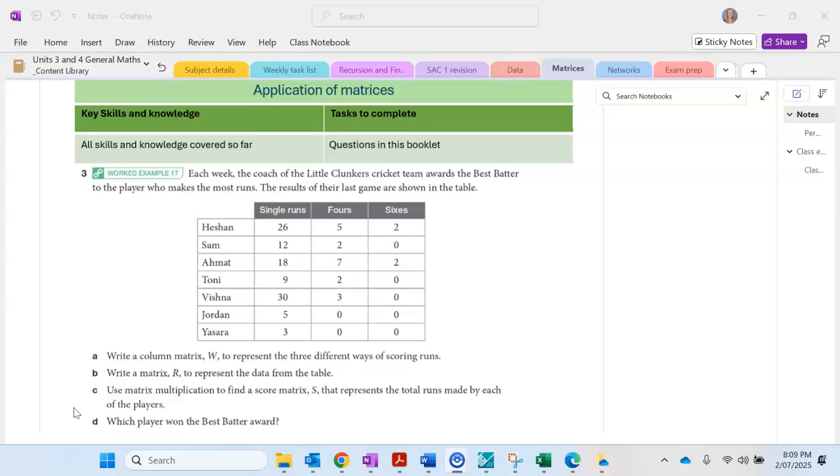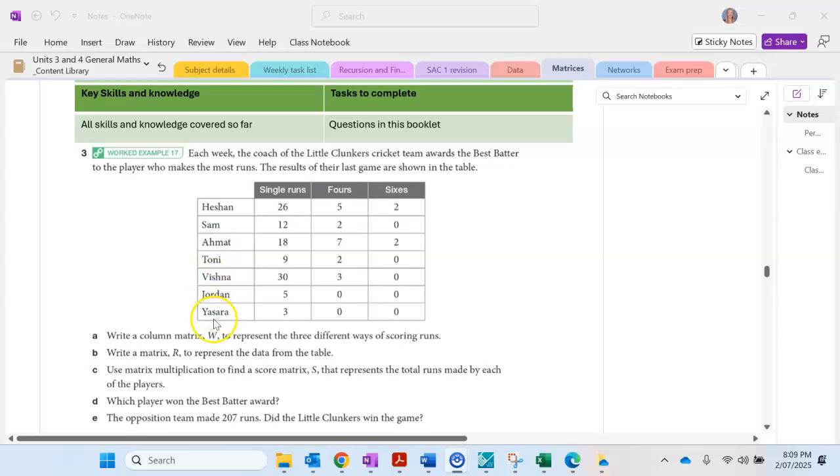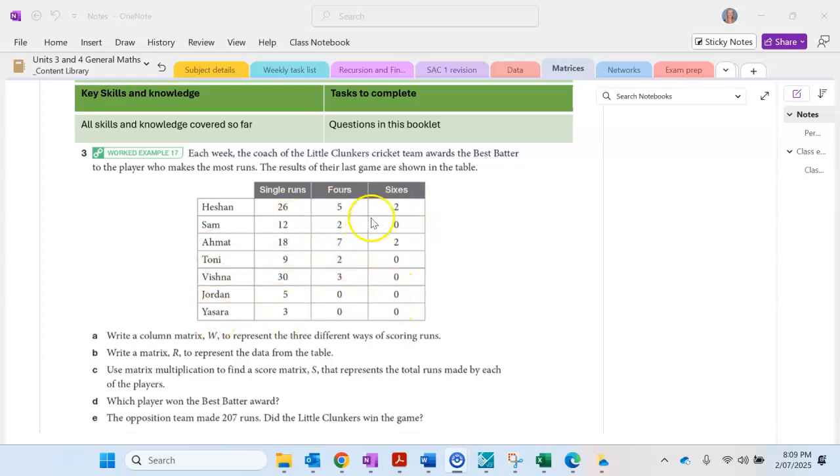All right, question 3. Each week, the coach of the Little Clunkers cricket team awards the best batter to the player who makes the most runs. The results of their last game are shown in the table. Cool. So we've got the players here, single runs, fours and sixes. I don't know how cricket operates, but there we go. We've got single, which I assume is worth 1, fours I assume is worth 4, and sixes I assume is worth 6. All right, write a column matrix W to represent the 3 different ways of scoring runs.